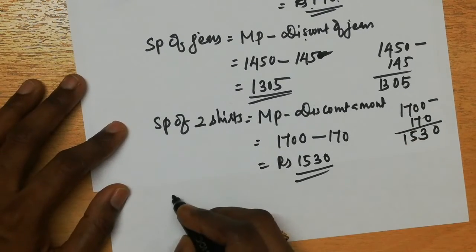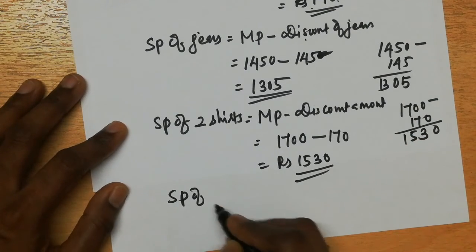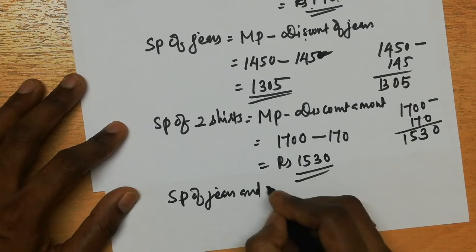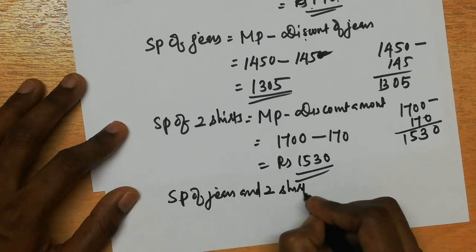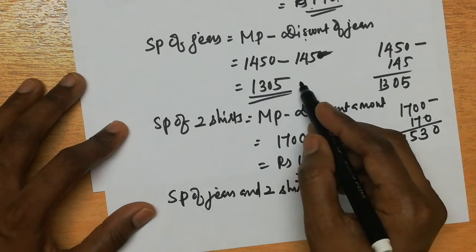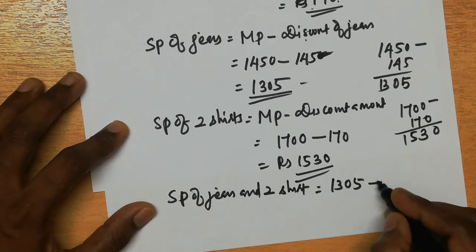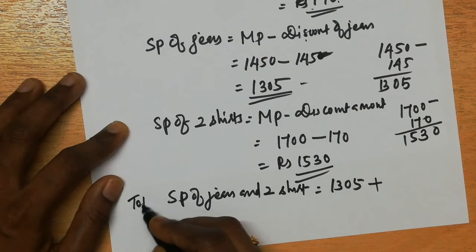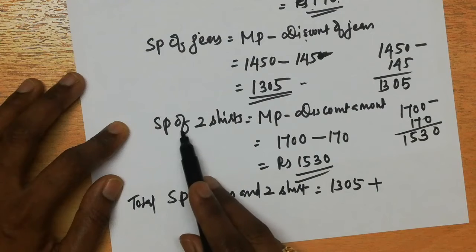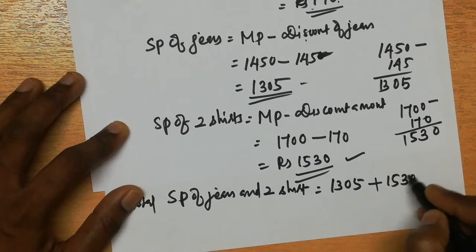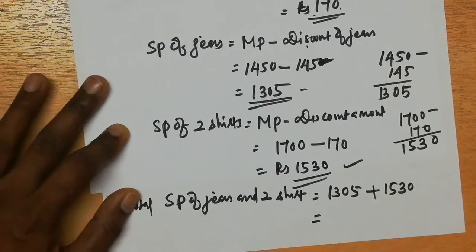We will write it like that: selling price of jeans and 2 shirts. Here we find 1305 for the jeans, and this is the total selling price. Total means we should add. So the selling price of 2 shirts is how much? That is 1530.